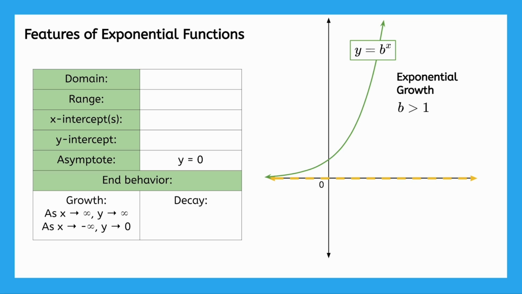Since the function never actually reaches 0, there are no x-intercepts, and its range is from 0 to positive infinity, not including 0. What about the y-intercept? By definition, a y-intercept is the point where x is 0, and we know that any base b to the power of 0 will be 1. Therefore, all exponential functions of the form b to the x will have a y-intercept at (0, 1).